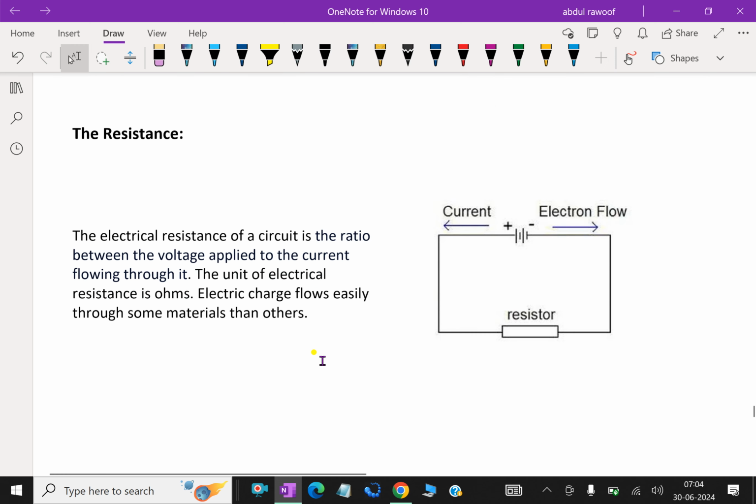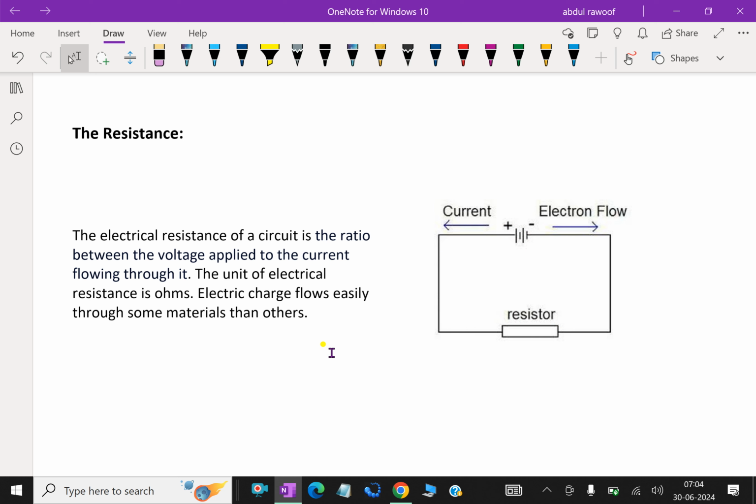Next, what is resistance? The electrical resistance of a circuit is the ratio between the voltage applied and the current flowing through it. The unit of electrical resistance is ohms. Electric charge flows more easily through some materials than others. Here, this is a battery, with current flowing. The electron flow passes through the resistance. This is a circuit with resistance.